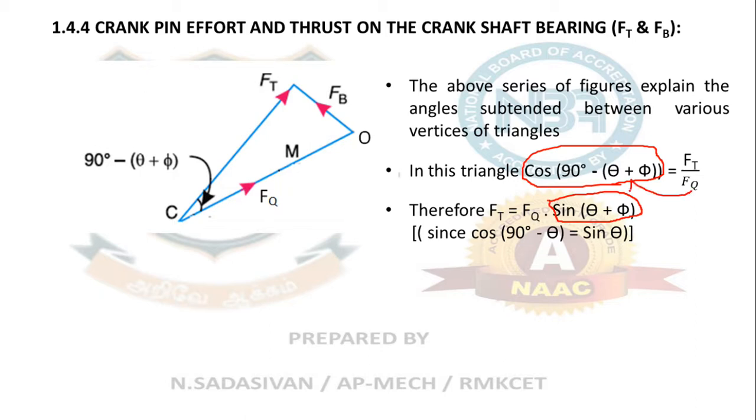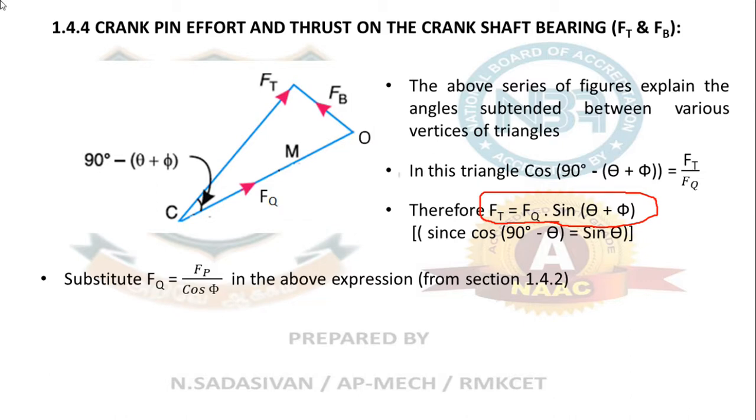Just cross multiply this. What will it become? Ft equals Fq into sin theta plus phi. I have just cross multiplied, rewritten this as sin theta plus phi, and brought this Fq to the front. Cross multiplication, therefore it becomes Ft equals Fq into sin theta plus phi.